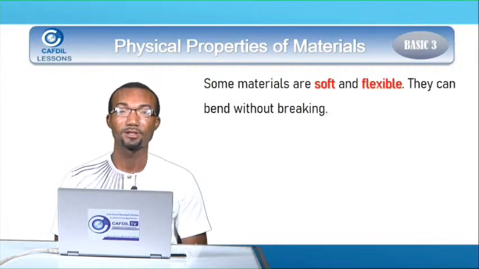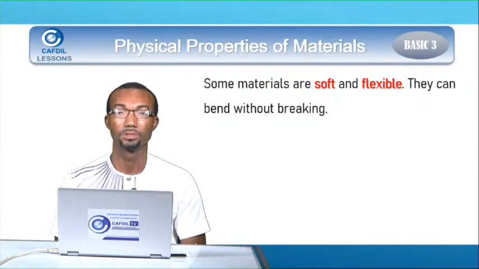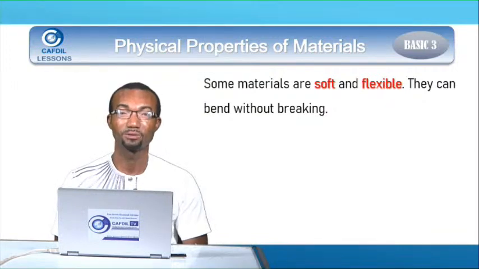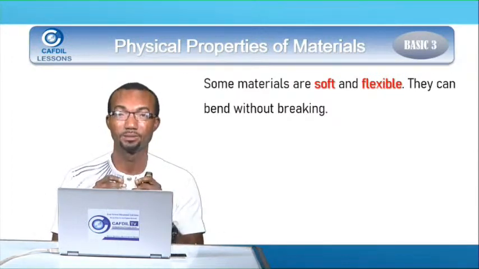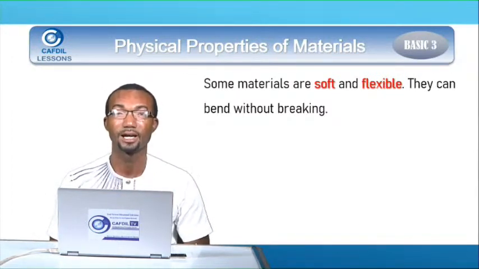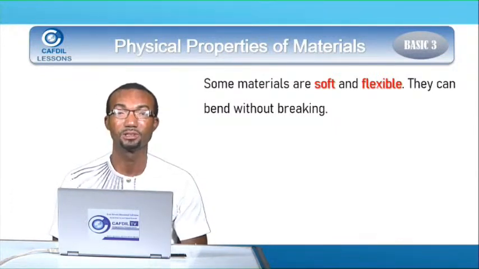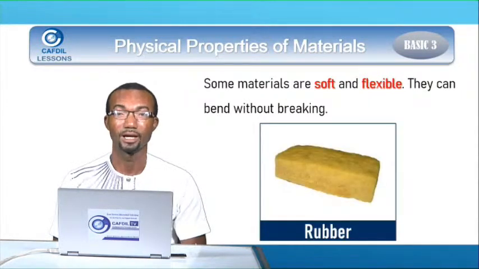Some materials are soft and flexible. This means they can bend without breaking. They can bend without the material breaking. And an example of such a material is the rubber, as you see on your screen.